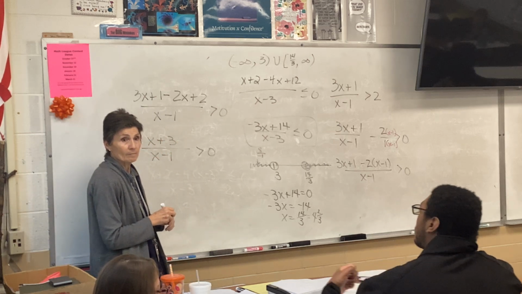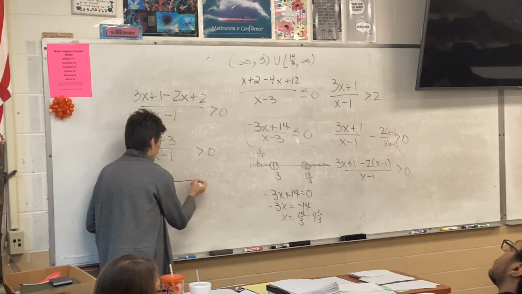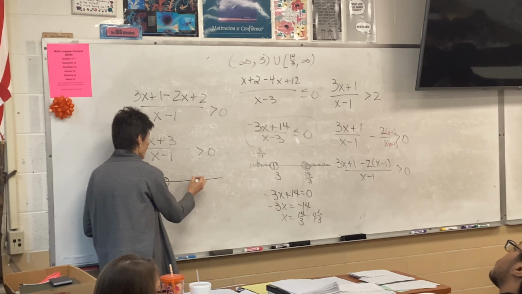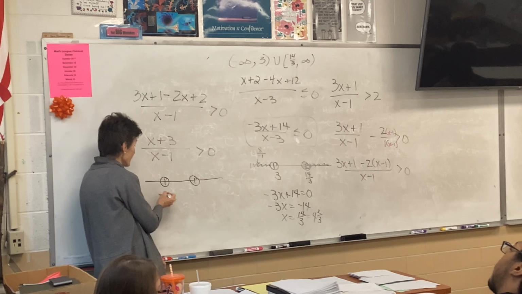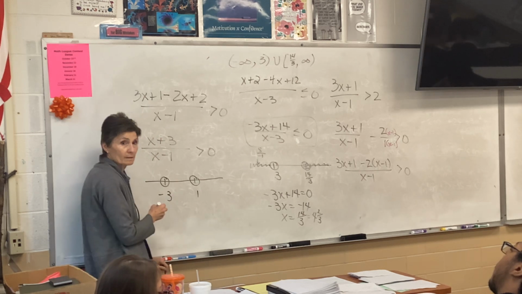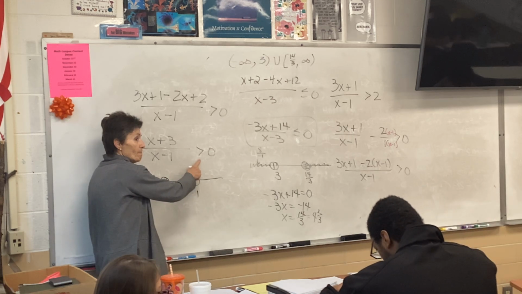Is that okay? So then I go to my number line, and where are my dots going to be? I'm going to have 2 of them. These are easy. One's at -3 and one is at 1. And they are open, both of them.